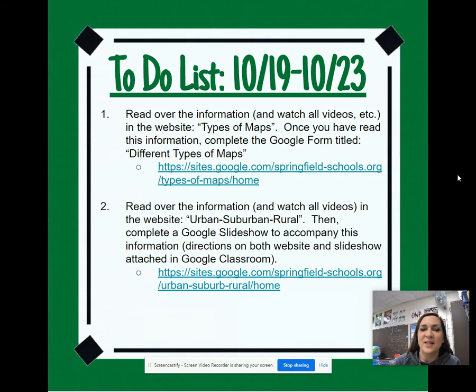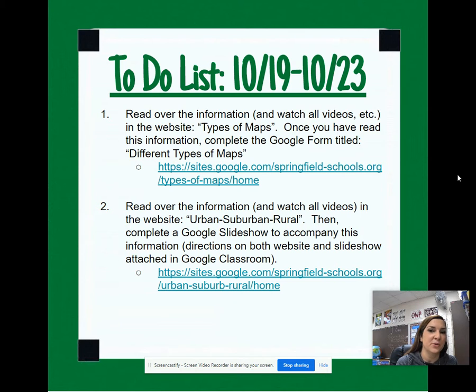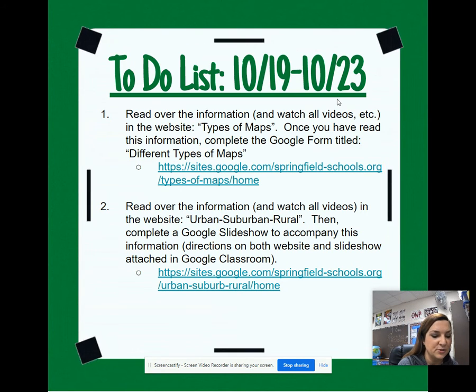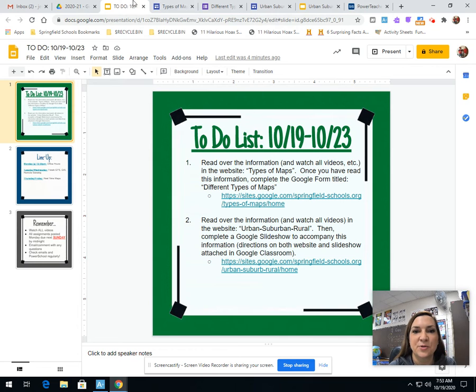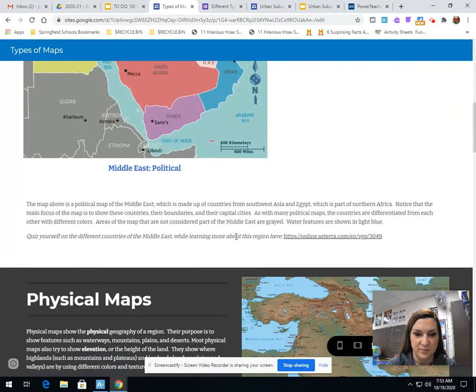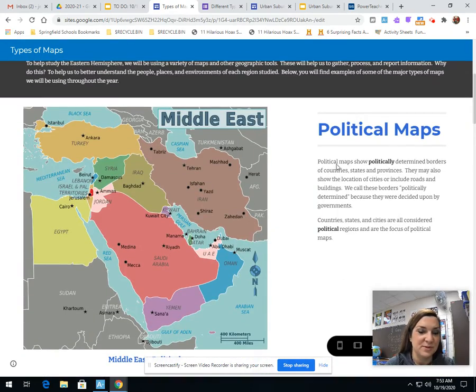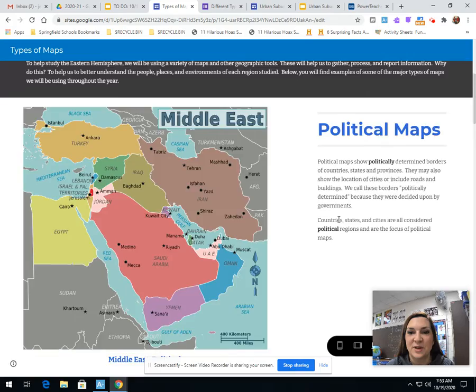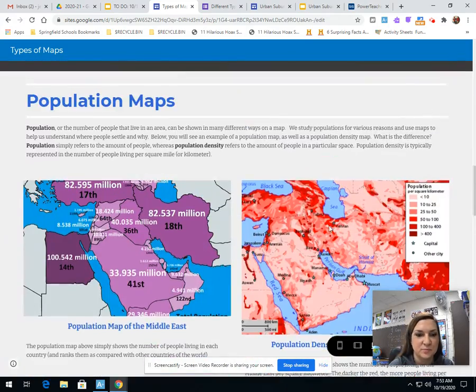So you're going to notice there's really two assignments for you this week to work on outside of school. They are both listed on this to-do list slideshow, which will be posted in the Google Classroom. For the first one, you're going to read over information in this website. The website's titled Different Types of Maps. You're going to read through, some of it's going to be review. If you recall from last week in class, we did talk about political maps and physical maps. So read through that information, review it.